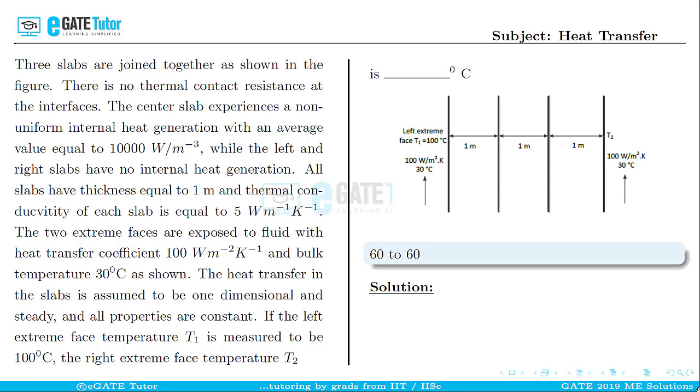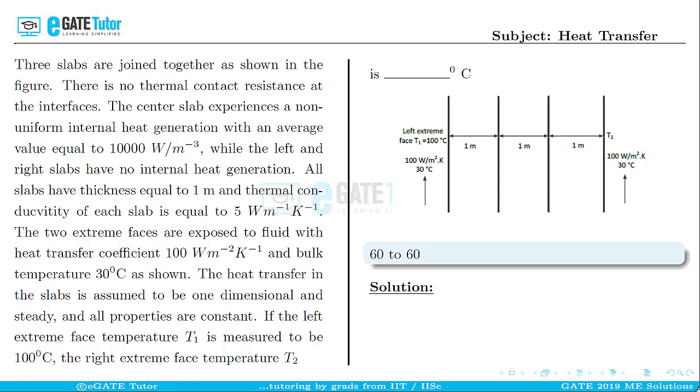All slabs have thickness equal to 1 meter and thermal conductivity of each slab is equal to 5 watt per meter Kelvin. The two extreme faces are exposed to fluid with heat transfer coefficient 100 watt per meter square Kelvin and the bulk temperature 30 degrees centigrade as shown. The heat transfer in the slabs is assumed to be one-dimensional and steady, and all properties are constant.